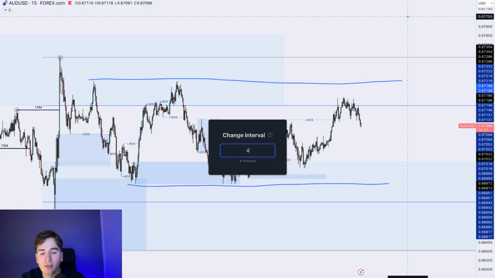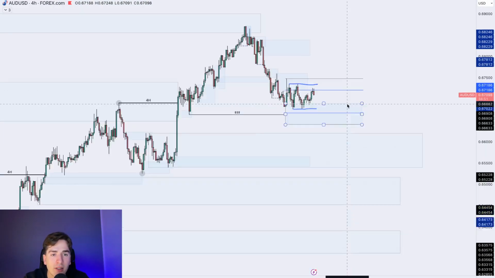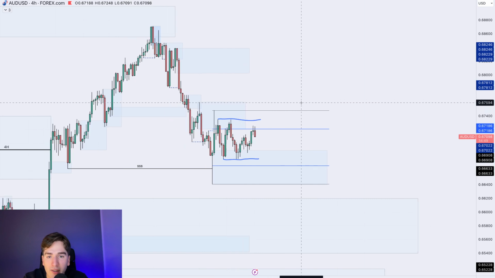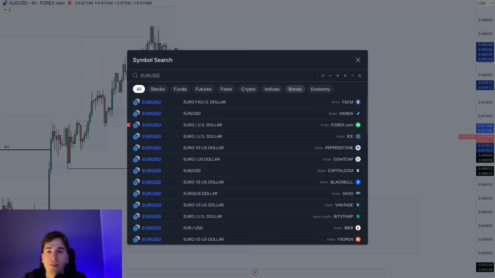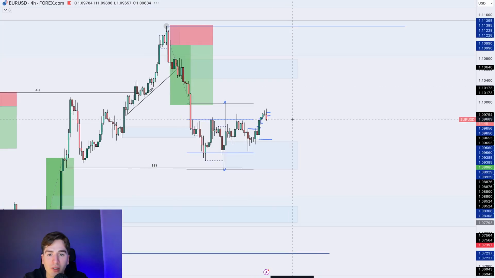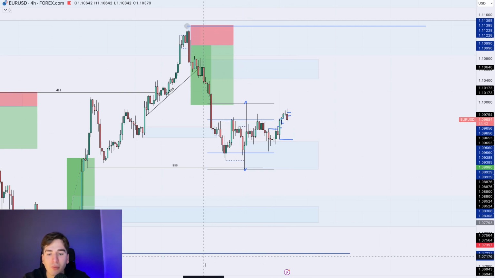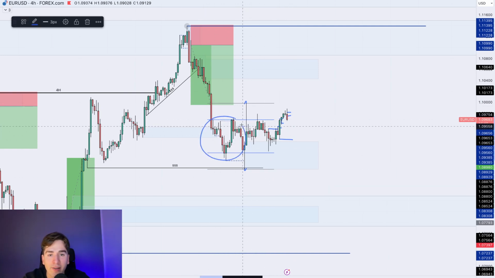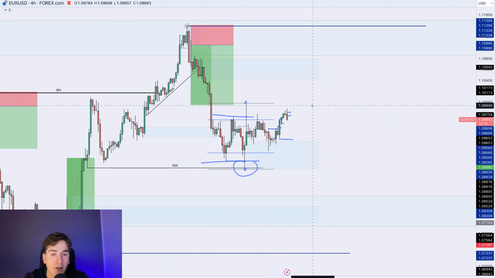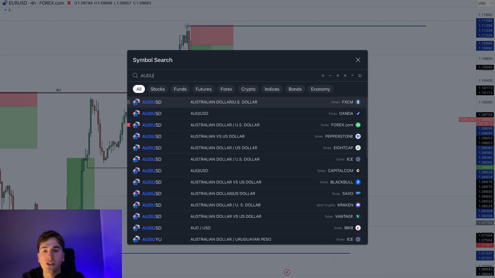Let me just quickly check the 4 hour of Aussie dollar. Yeah, so over here, it's not really clear on Aussie dollar. I just want to show you guys on Euro dollar. So when you have rangy price action, like over here, then what you'll see is that the range high and the range low get liquidated. Like over here. So that's what I'm looking at on Aussie dollar at the moment.